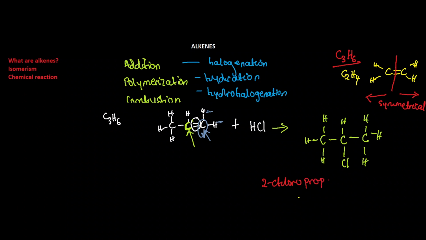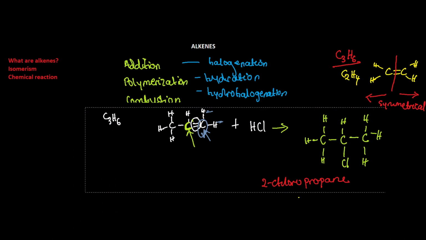and so this molecule can be named 2-chloropropane. Okay, so this is basically everything about the addition reaction of alkenes. Now let's take a look at polymerization.